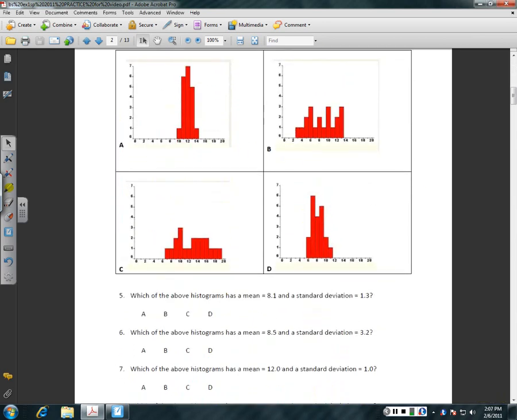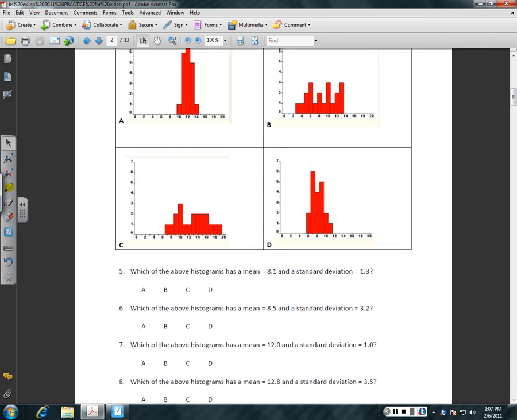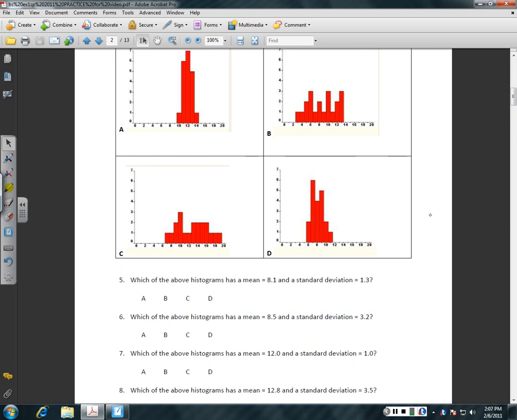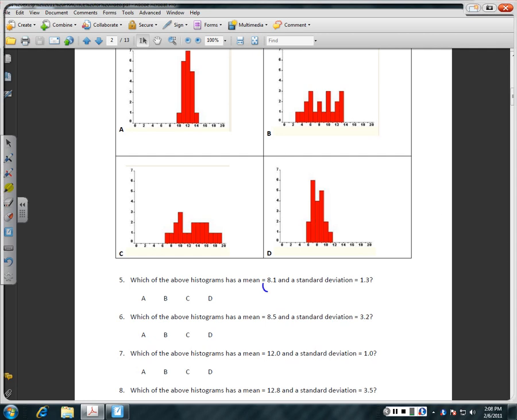Okay, for the next page, we're matching up histograms to different means and standard deviations. And what I hope you can see in this one, we have means of 8 and 8.5 and 12 and 12.8. So the two on the left here are centered in the neighborhood of 12 and 12.8. So we just need to look at those two, 7 and 8, and see which one has the smaller or larger standard deviation. And A has a smaller standard deviation as opposed to B.